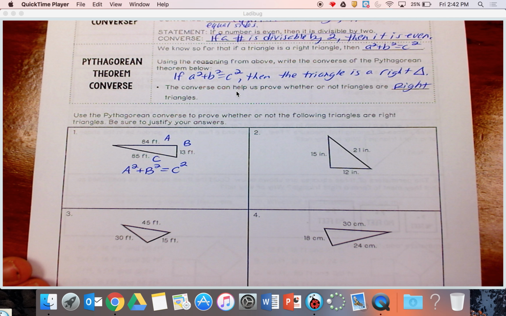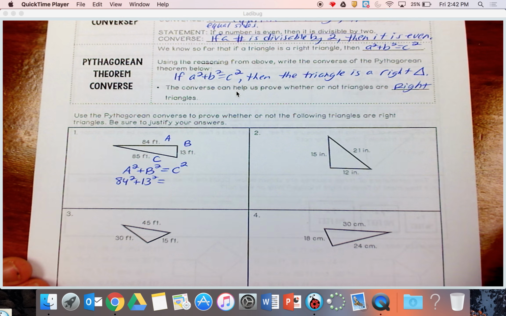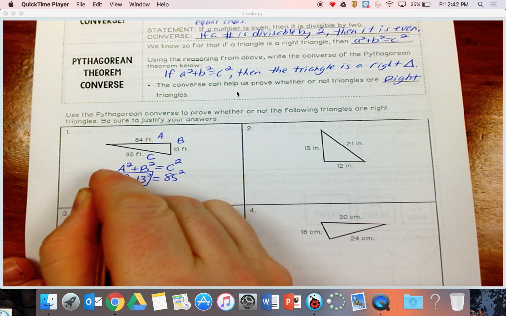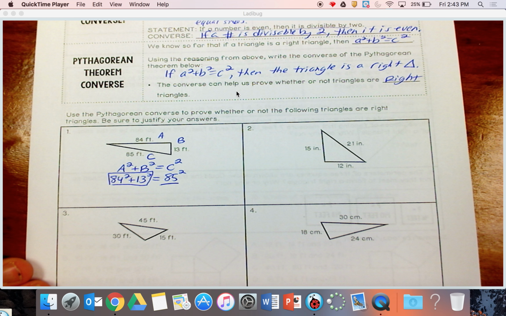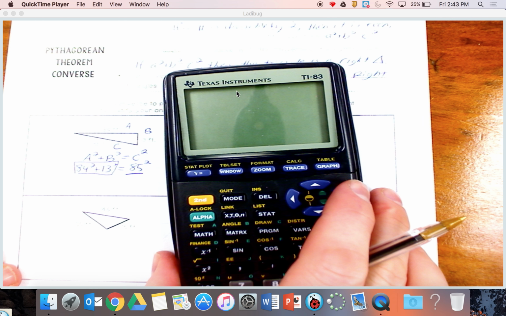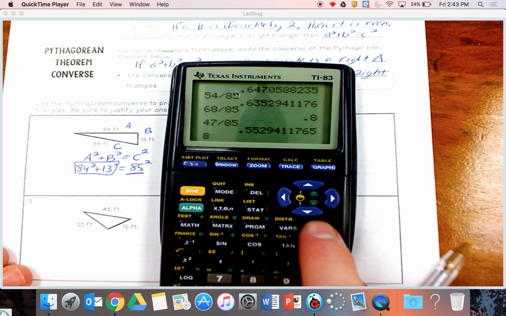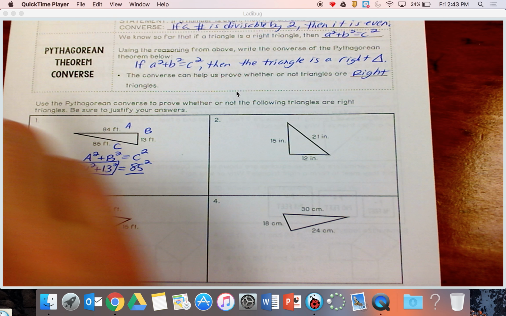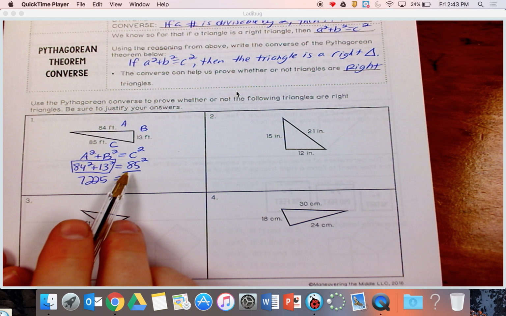All right, so let's see. If I fill in what I know, I have 84 squared plus 13 squared. It should equal 85 squared. So this side right here has to equal this side, and if they do, it's a right triangle. Let's see what happens. If I put that in my calculator, 84 squared plus 13 to the second power gives me 7225. Now let's see what 85 squared is.